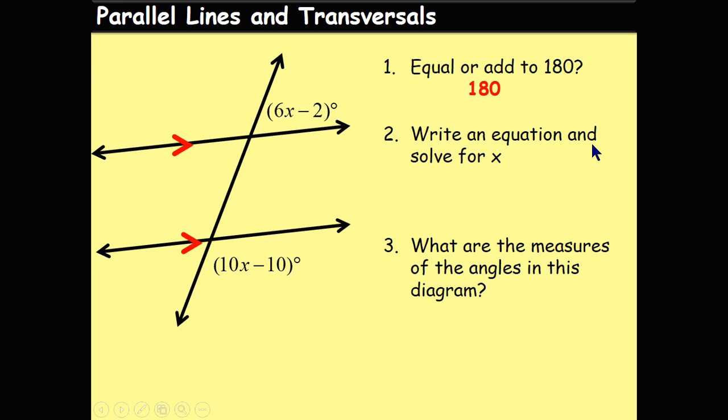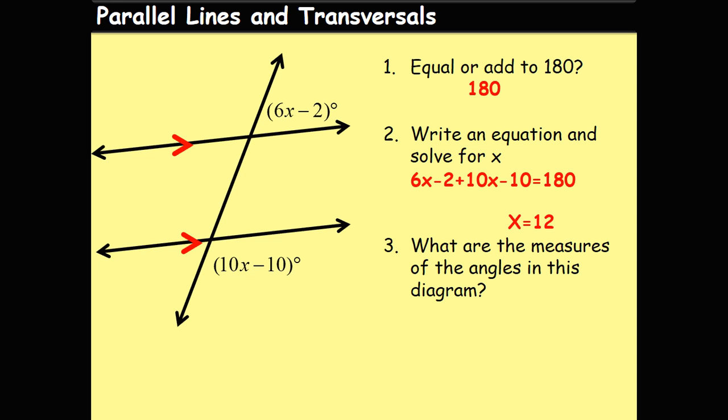If they add to 180, then we're going to solve for x by creating an equation. Since they add to 180, we add them and make that equal to 180. 6x minus 2 plus 10x minus 10 is equal to 180. Then we go through the algebra steps to solve for x. In this case, x will turn out to be 12. I skipped a couple steps in the middle there.